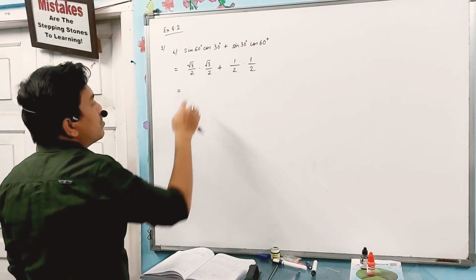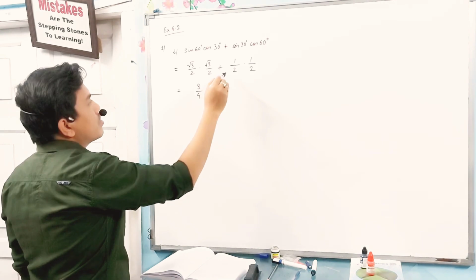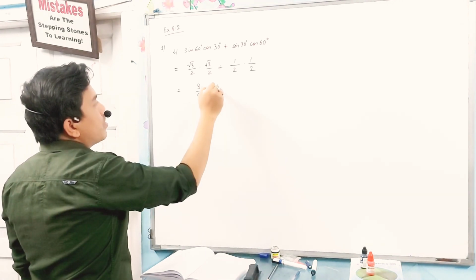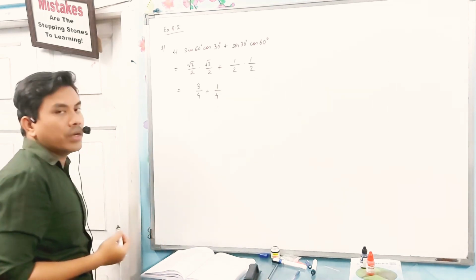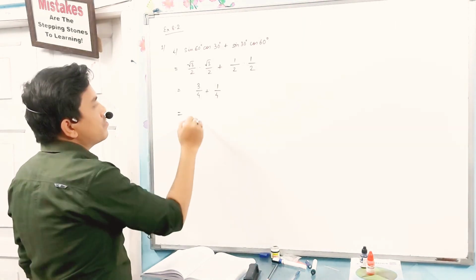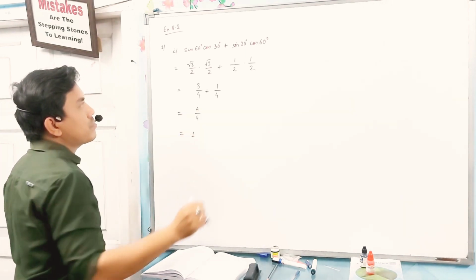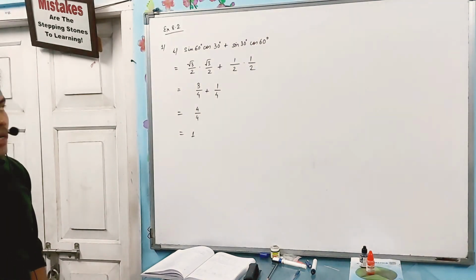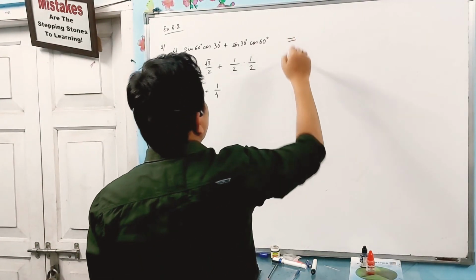So now root 3 into root 3, what will you get? 3. 3 by 4 plus 1 by 2 into 1 by 2 will be what? 1 by 4. The numerators will be multiplied, denominators will be multiplied, and we'll get 1 by 4. 3 by 4 plus 1 by 4 will be what? 4 by 4. That is what? 1. Advanced math students, you can do it this way also.